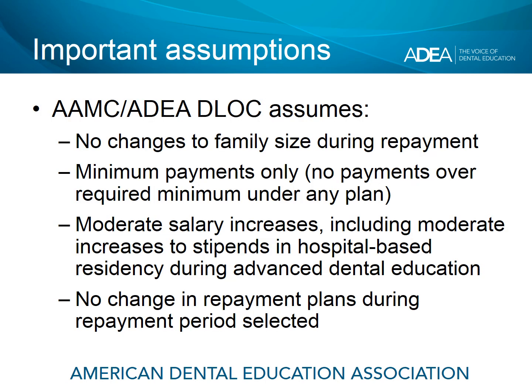Now, it's very important that you understand what the assumptions are with the numbers that DLOC will give you. First of all, it assumes no changes to family size for the repayment amounts under the various income-driven repayment plans. If you put family size of 1, it assumes you are going to stay single all the way through repayment. It also assumes minimum payments. It has no way of knowing that you are going to overpay more than the required minimum under any plan. It also assumes moderate salary increases, including moderate increases to the stipends you will have if you do a hospital-based residency program for advanced dental education.